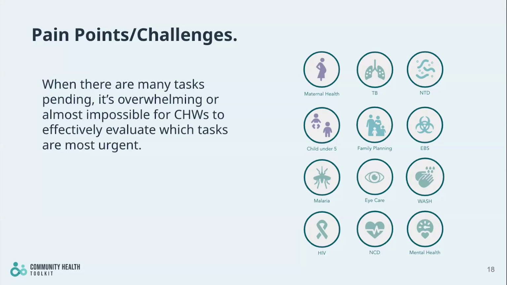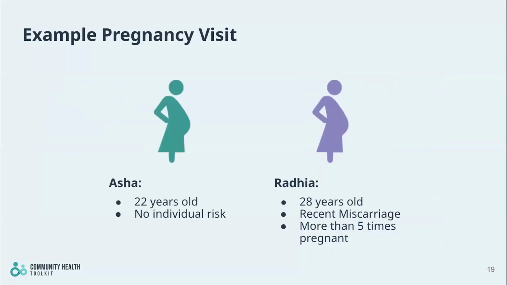So when you go to the next slide, I want to show a small example. Let's say we have Asha and Radia. Both of them are pregnant, and we have for both of them an antenatal care visit. Asha is 22 years old, doesn't have any risk factors. Radia is 28 years old, recently had a miscarriage, and has been pregnant more than 5 times. Now, if I only had time for one of these 2 visits, I think in this example, it would be very clear that I would rather do the visit with Radia since she has many risk factors, than with Asha.